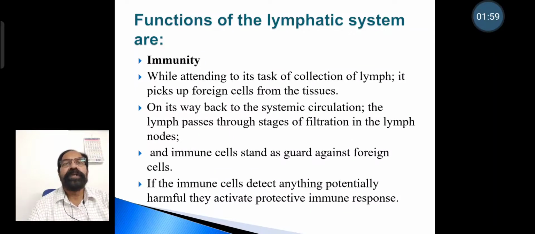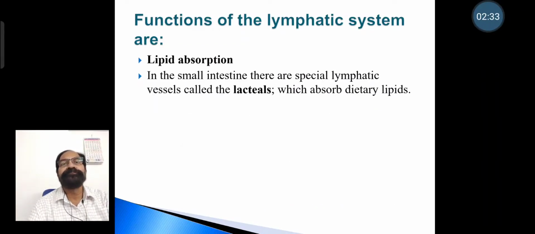Immunity is another function. While attending to its task of collection of lymph, it picks up foreign cells from the tissues. On its way back to the systemic circulation, the lymph passes through stages of filtration in the lymph nodes, and immune cells stand as guard against foreign cells. If the immune cells detect anything potentially harmful, they activate the protective immune system or immune response.